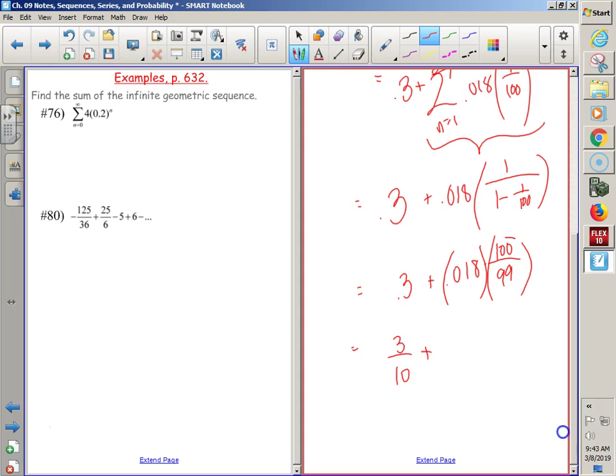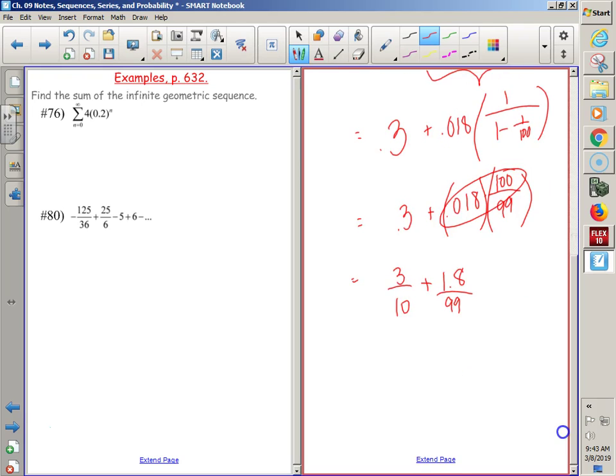Oh, the 100 will move it 2 decimal places. So 1.8 all over 99. Should be 3/10 plus 18 over 990.